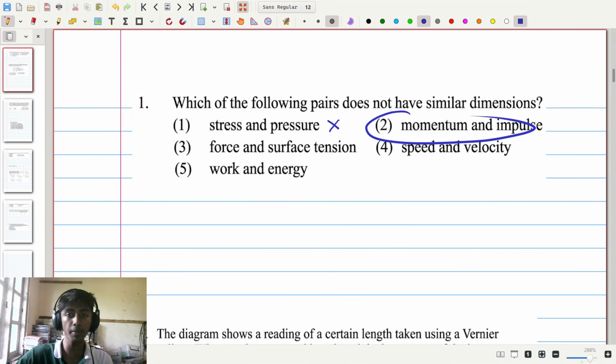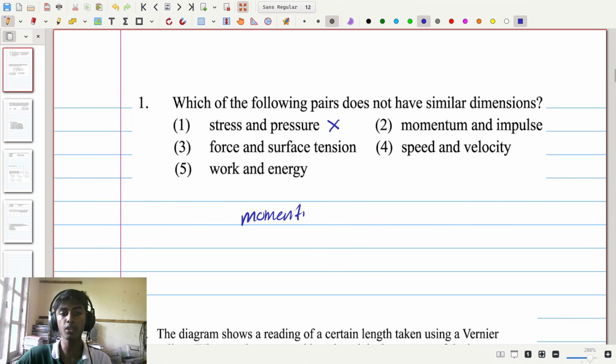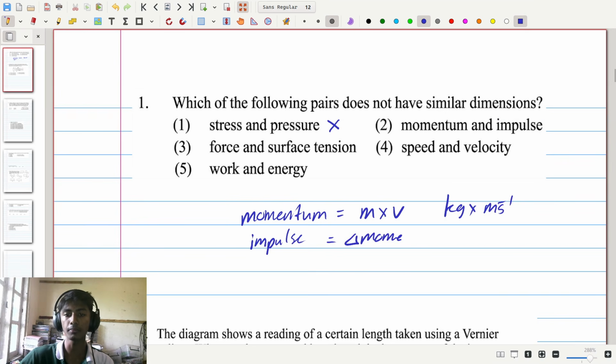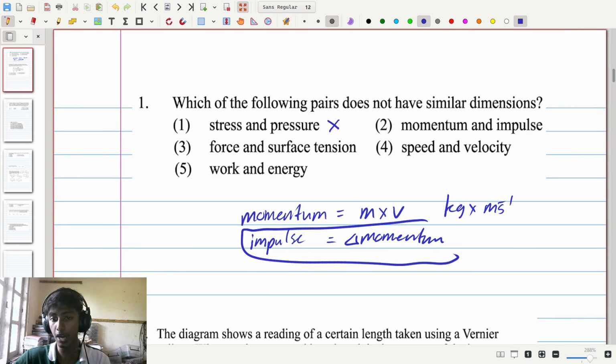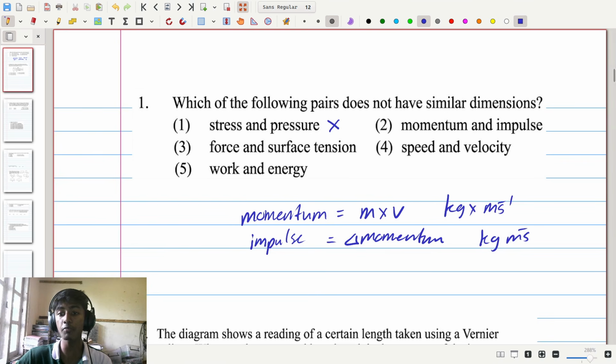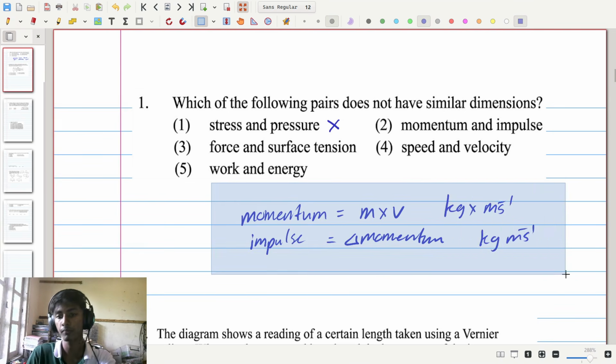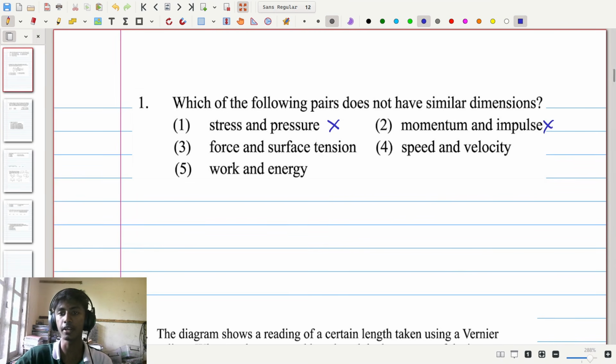Now next we consider answer number 2. Answer number 2 has momentum and impulse. Momentum is equal to the mass times the velocity of a moving object, and therefore has units of kilograms times meters per second. Now impulse is defined as the change of momentum, delta momentum. Since these two are directly proportional, they must have equal units, and therefore if the units of impulse are also kilogram times meter per second, then if the units are equal, the dimensions must also be equal, and therefore answer number 2 is also incorrect.